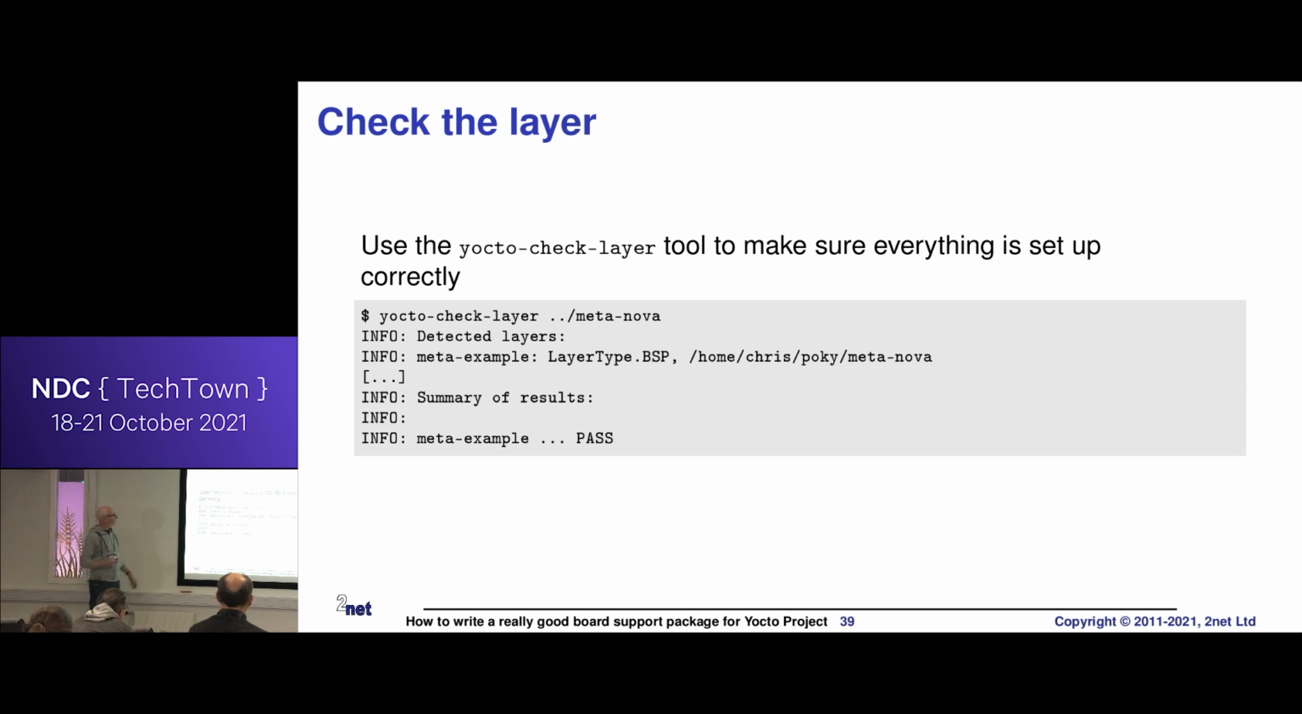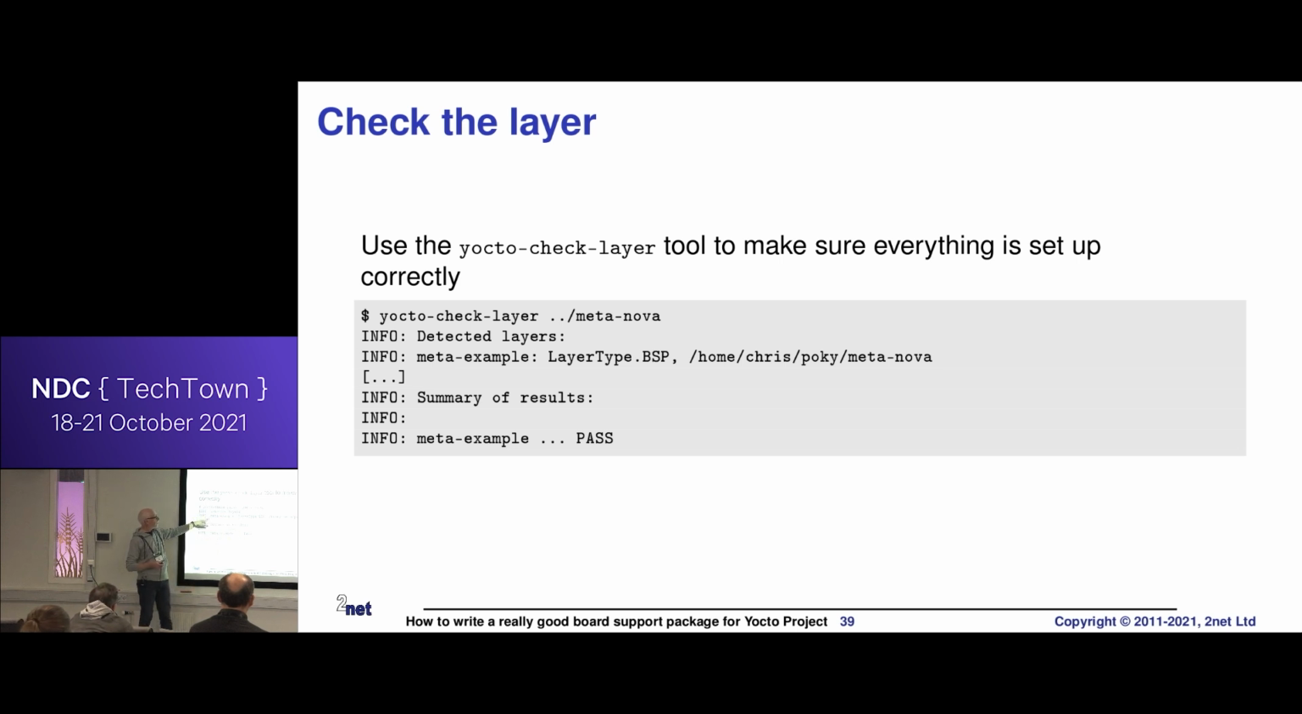Check your layer. There's a really handy little script called yocto-check-layer. It's got various heuristics and tests built into it, which will validate that your layer is at least halfway sane. So it's a good way to do this. You just run the command pointed at your layer, and it chugs through.